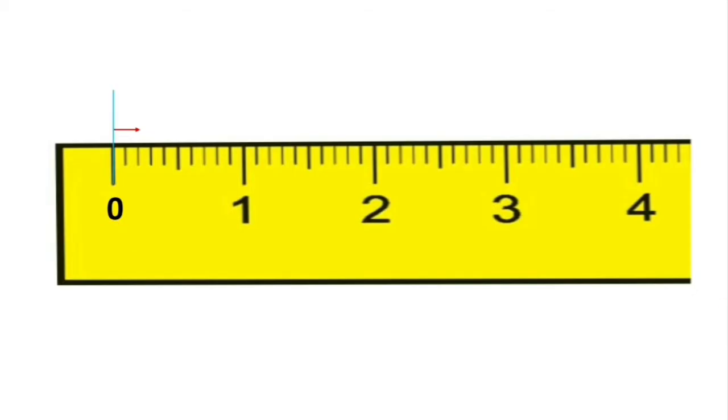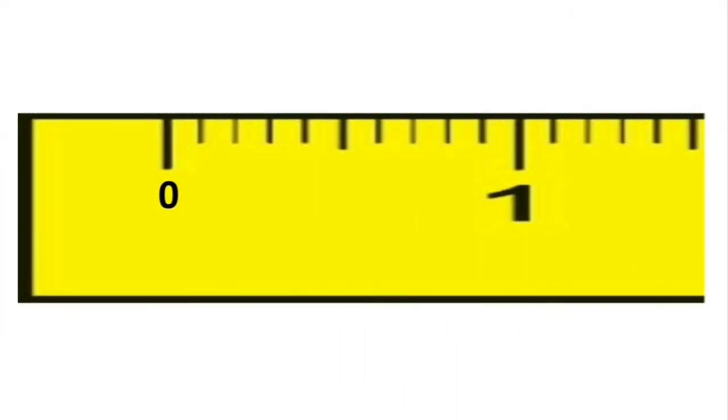So, let us learn the meaning of these lines and numbers on the scale. As I told you, let's start measuring from 0. The next number is 1. The distance between 0 and 1 is 1 centimeter. And children, the short form of centimeter is cm. So, we saw what centimeters are.